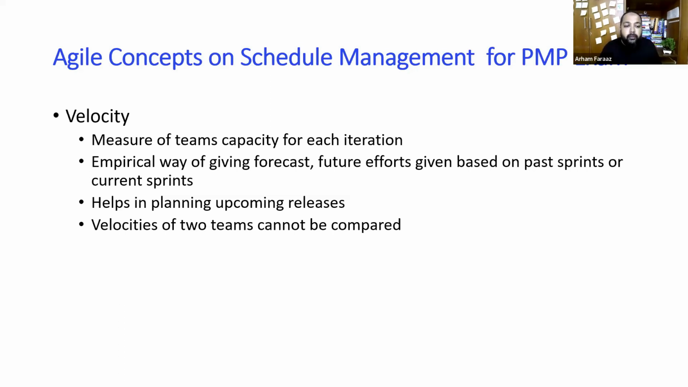Now it also helps us in planning the upcoming releases. Let's say you've got 400 story points and in one sprint you're going to deliver 40 story points. You can easily say I need 10 sprints to deliver the entire project, followed by one integration sprint, and then you can do the testing and move to production. Okay, that's on the velocity.